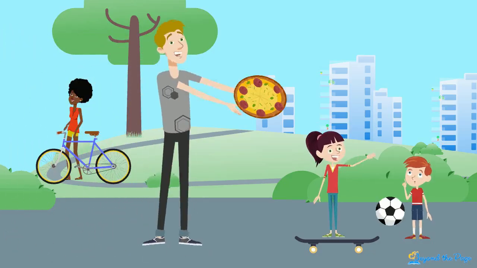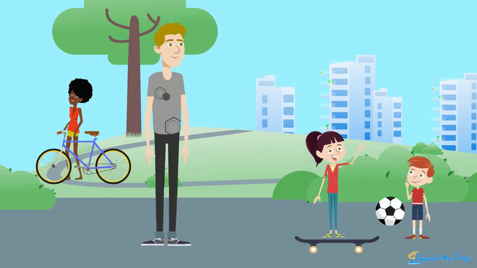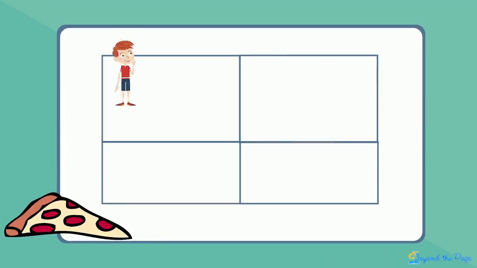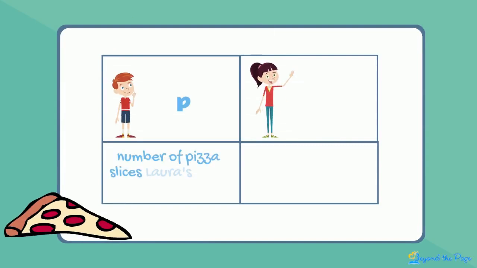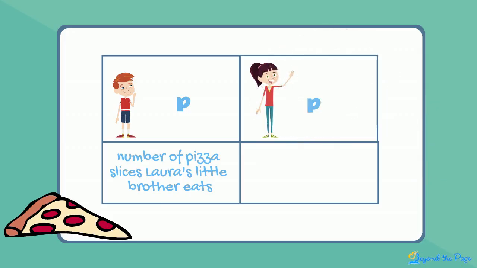Laura always eats 2 more slices of pizza than her little brother. The amount of pizza her little brother eats can change from day to day, so you show the changing value with a variable. Let p stand for the number of pizza slices Laura's little brother eats. Laura eats 2 more than that, so the expression for her pizza should reflect the same number as her brother, p plus 2 more, p plus 2.